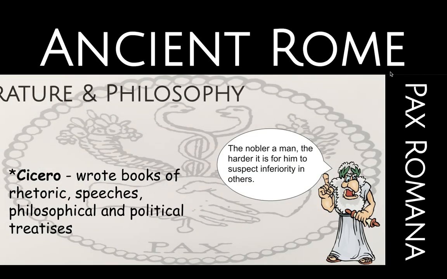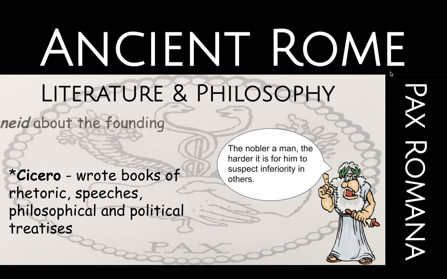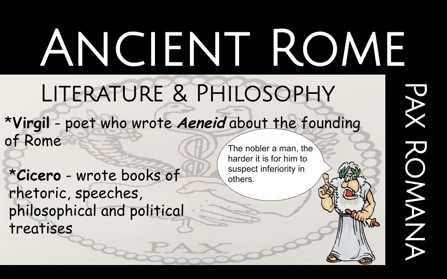Here we're going to talk about Roman literature and philosophy. Virgil is one of the most famous Roman poets. He wrote the Aeneid about the founding of Rome. Cicero, also a writer, wrote books about rhetoric. Do you remember rhetoric? Public speaking. He wrote about speeches. He wrote all kinds of philosophical and political writings. And this is one of his quotes: "The nobler a man, the harder it is for him to suspect inferiority in others."